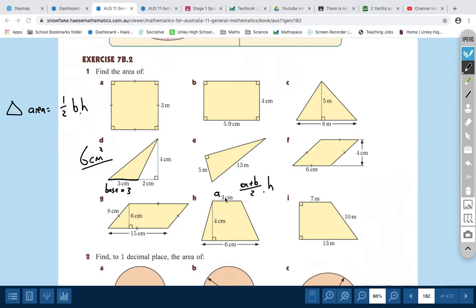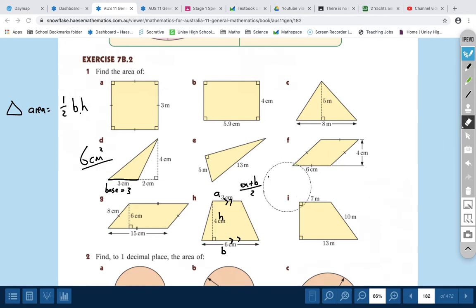This is A, the top. This is the bottom, B. 4, that's the height. Okay, what makes a trapezium a trapezium? You need one pair of parallel sides. Okay, and then we can call it a trapezium.